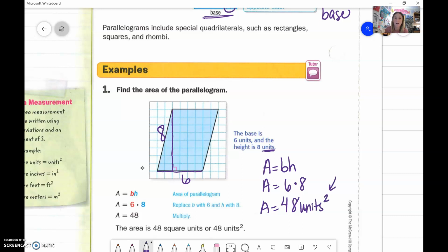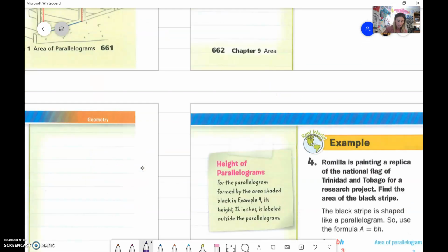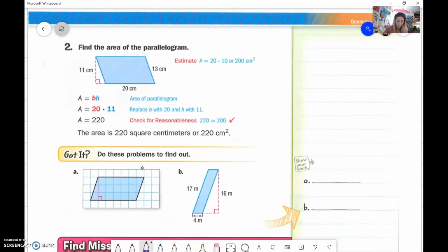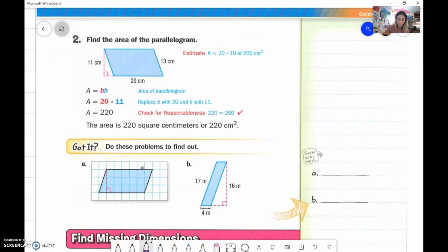When we're talking about area, it is always units squared. Okay, over to the next page, moving right along. So take a look here. It says find the area of the parallelogram.